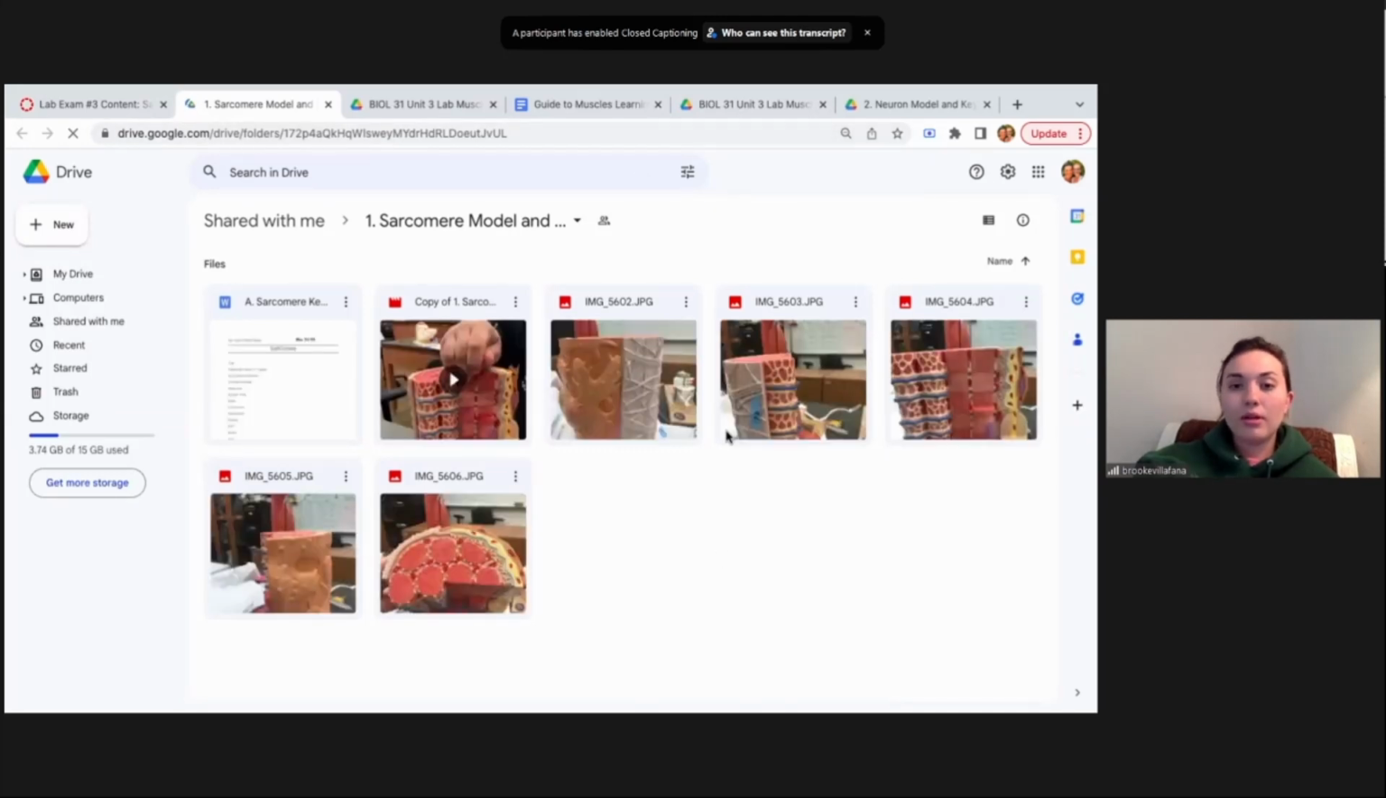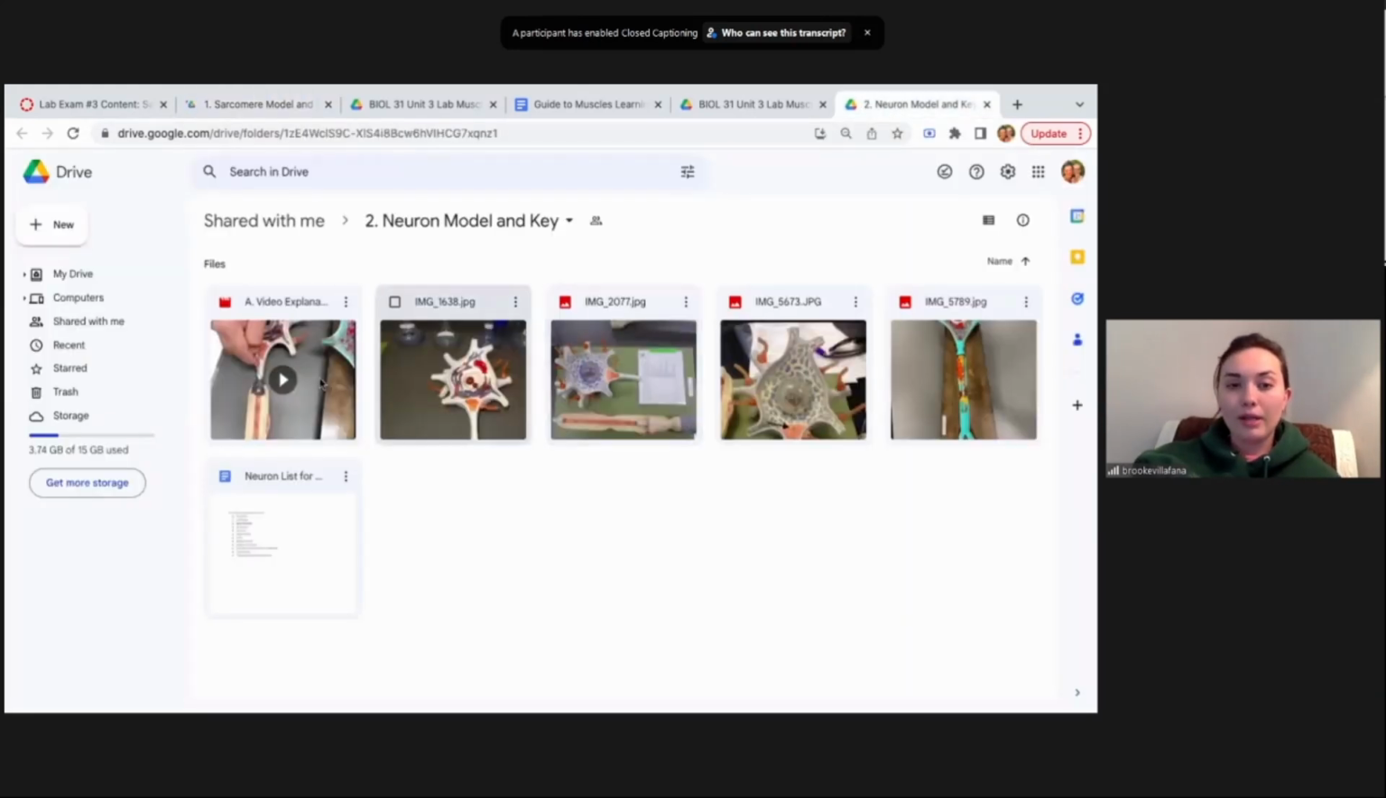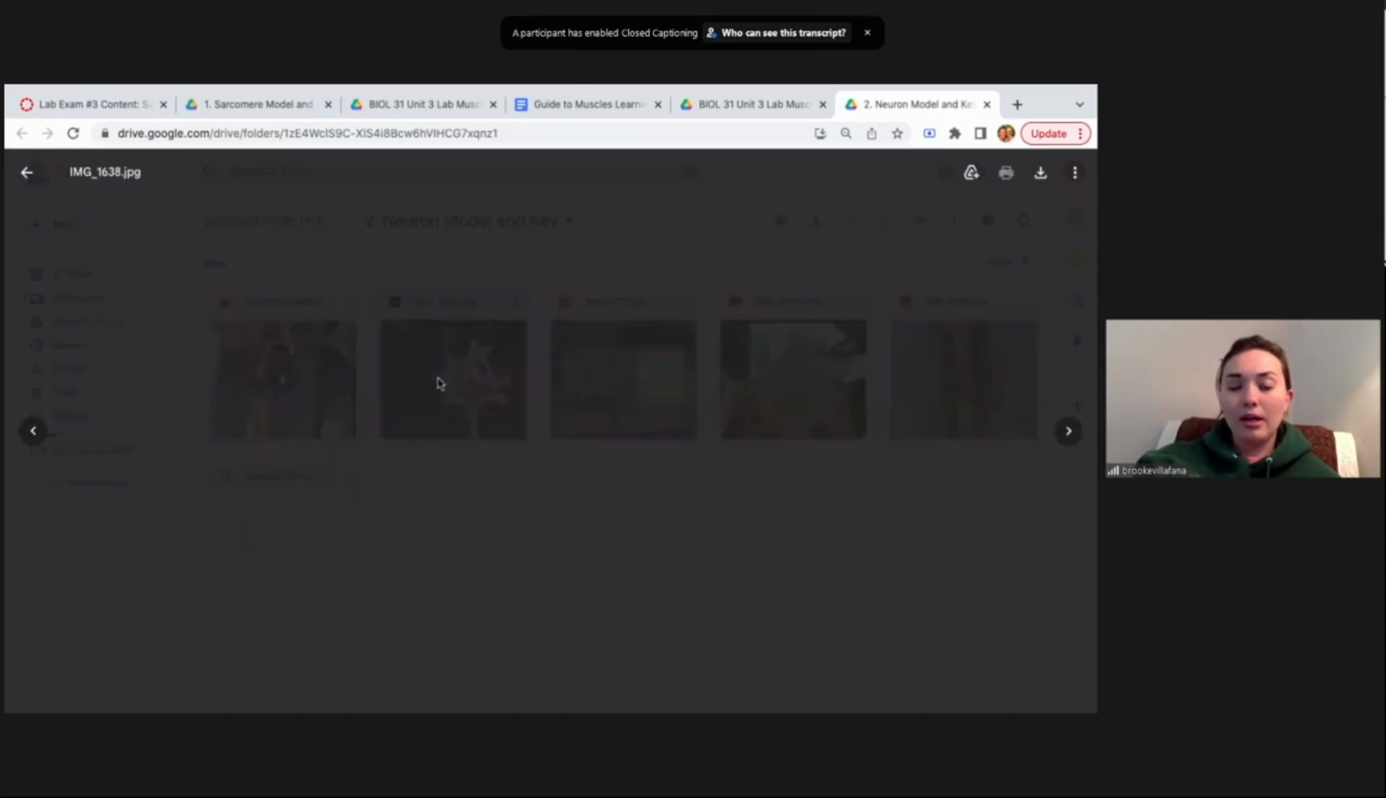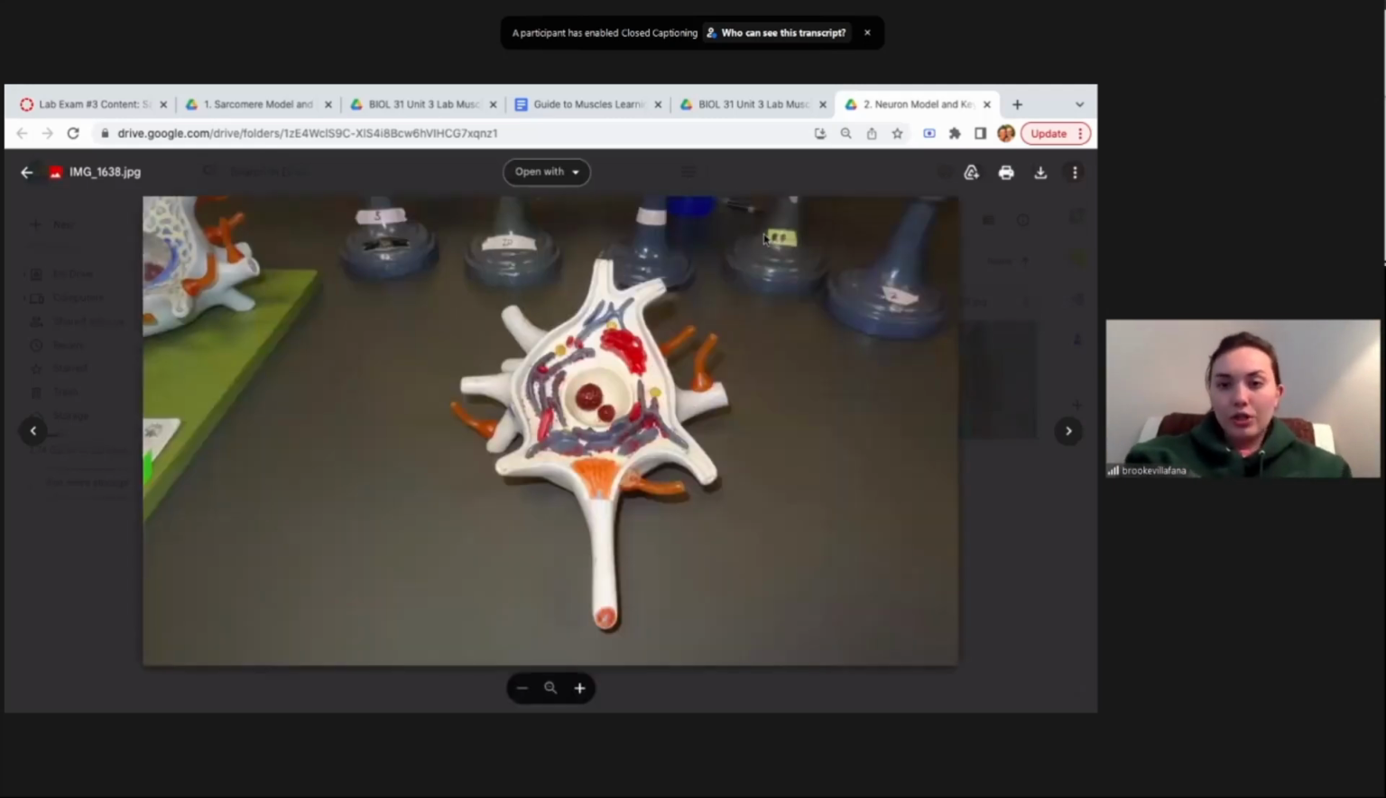Very slowly. And then there's also the neuron model, right? So we'll go over this one right now. This is the neuron that you already had for your first unit, but we're going to go over it just to make sure again that you have everything labeled. So I'm going to label that right now for you guys.